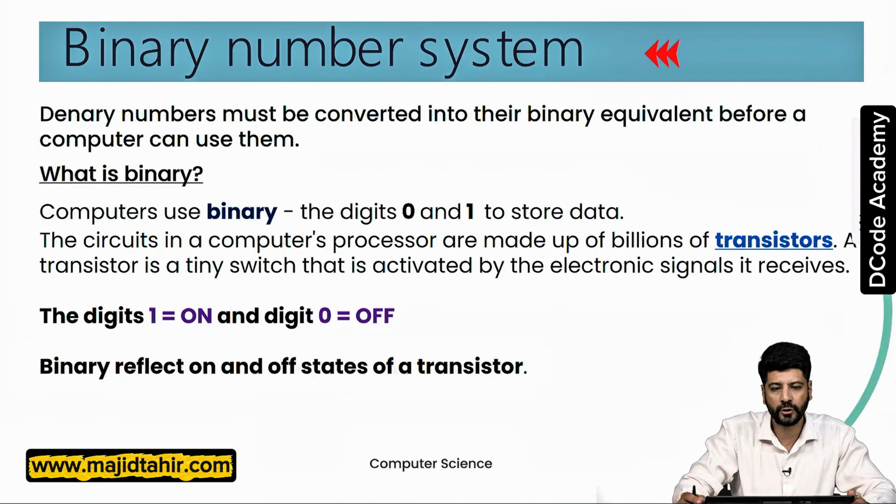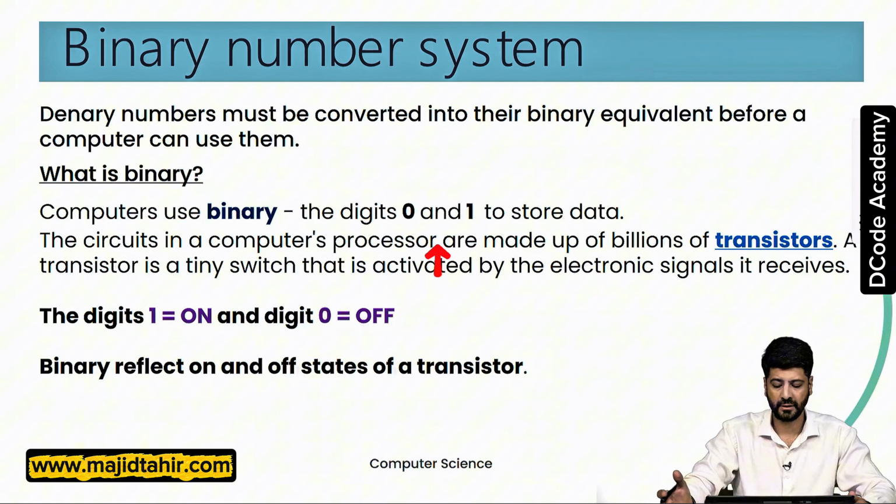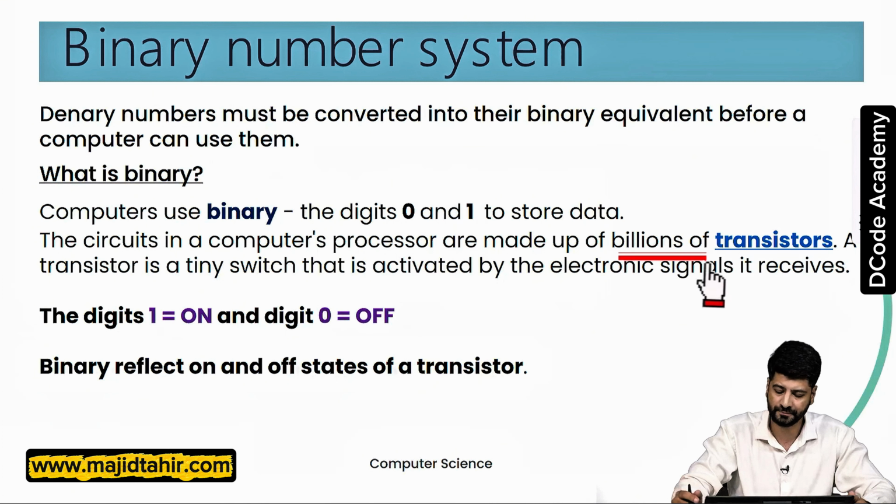Okay, now we are going to do the binary number system. What is the binary number system? Decimal numbers must be converted into their binary equivalent before a computer can use them. What is binary? Computers use binary digits 0 and 1 to store data. So a computer's processor can process only zeros and ones.